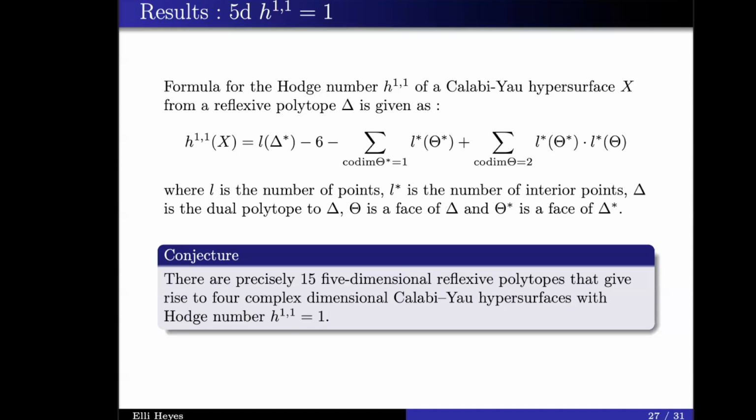If you stare at this formula for a bit, you can see that if you wanted h11 to be 1, a low number, then you're going to need a few dual polytope points, because this term will be smaller. Small polytopes are exactly what we generated. So we thought, okay, let's compute all of the dual polytopes of the ones we generated and extract those that give us h11 equal to 1. And we found exactly 15 of these.